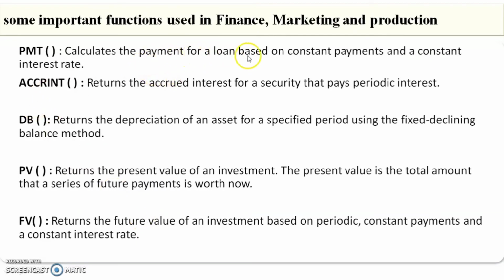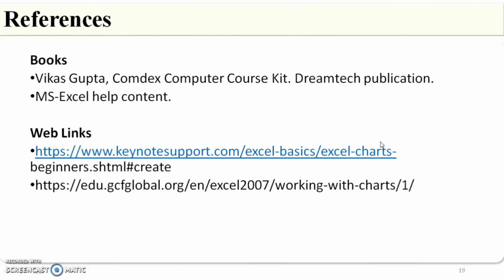PMT is nothing but the payment for a loan based on constant payments and a constant interest rate. ACCRINT returns the accrued interest of a security that pays periodic interest. DB means depreciation of an asset for a specified period using the fixed declining balance method. PV means present value of an investment. FV means future value of an investment based on periodic constant payments and a constant interest rate. Many other functions are also there. These are some basics which help in finance, marketing and production. These are the references which I have used.